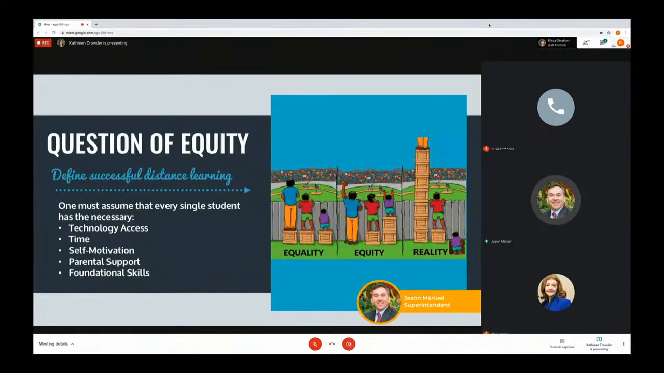All of our students don't come in the same. They don't have the same foundational levels. They don't have the same levels of ability. They don't have the same support at home.